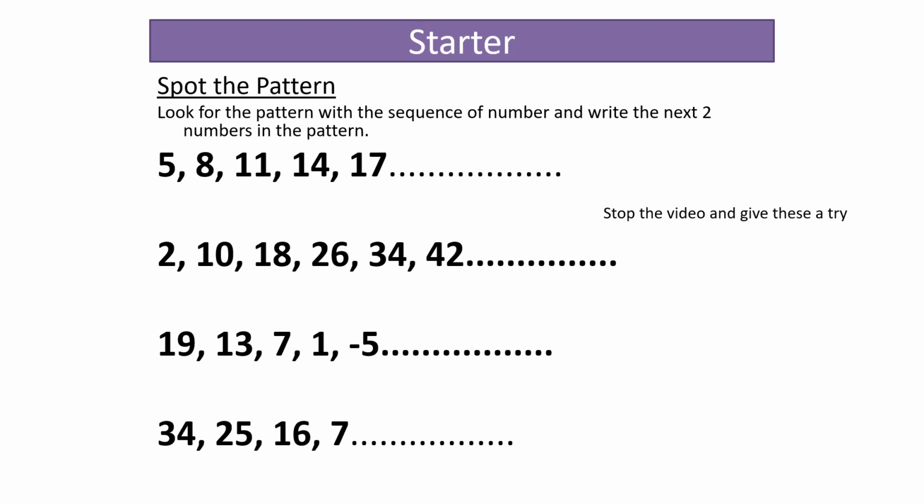So just a little recap from last lesson where we were finding the common difference in linear sequences. Linear sequences are sequences that go up or down by the same amount each time. So if we look at the first example, we've got 5, 8, 11, 14, 17. Each term is going up by 3. Okay, so our rule is add 3, and in order to find the next two terms, we would simply add 3 onto 17 and so forth.